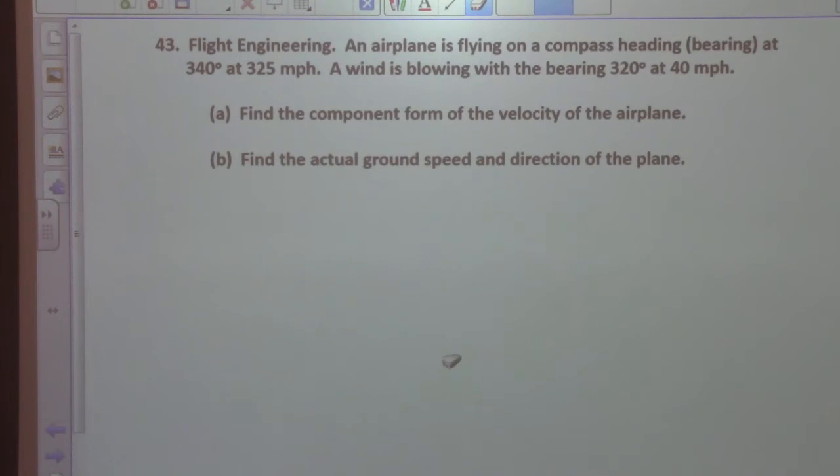Okay, in 43, you have a situation where you have an airplane flying on a compass heading, bearing at 340 degrees. Again, we're not going to use the real compass heading that I showed you earlier. We're just going to stay with our standard position type of notation. And then at 325 miles per hour, the wind is blowing with the bearing of 320 degrees at 40 miles per hour. So let's go ahead and draw a little picture of what that is.